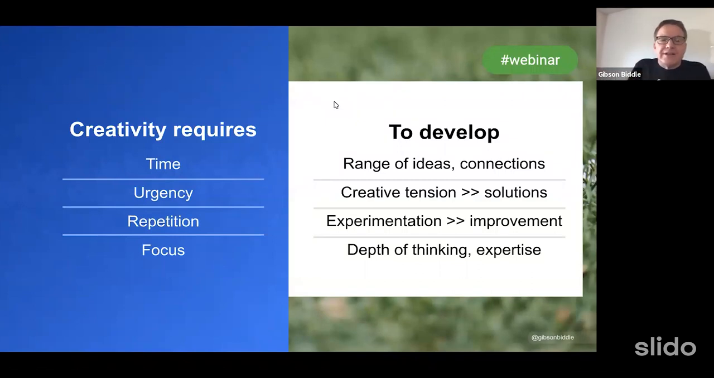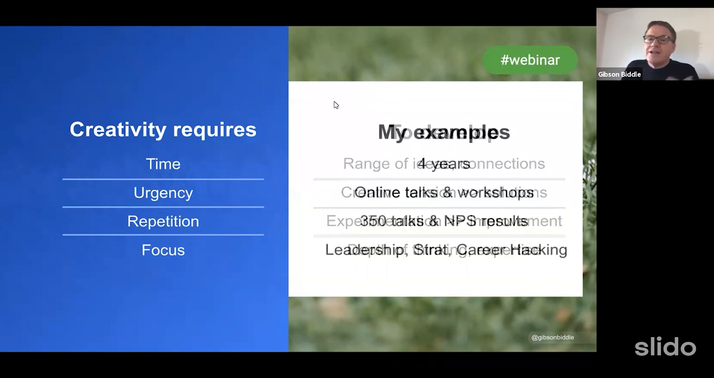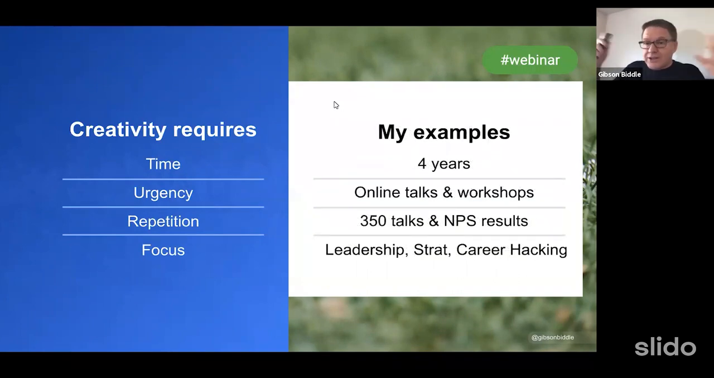And then the last idea is you need focus. You need the focus in specific areas that you're expert in to reveal the depth of thinking. So in my life, I've had 4 years doing talks, workshops, writing, webinars. The urgency in the last month has been, how do you get everything online? And for me, the repetition is about getting this objective metric, net promoter score. I'll share with you my NPS for this talk at the end. And then my focus is really on three areas: leadership, which is inspired communication of a vision, and really this talk is about communication; product strategy; and then I call it career hacking. These are the three things that I tend to focus on.